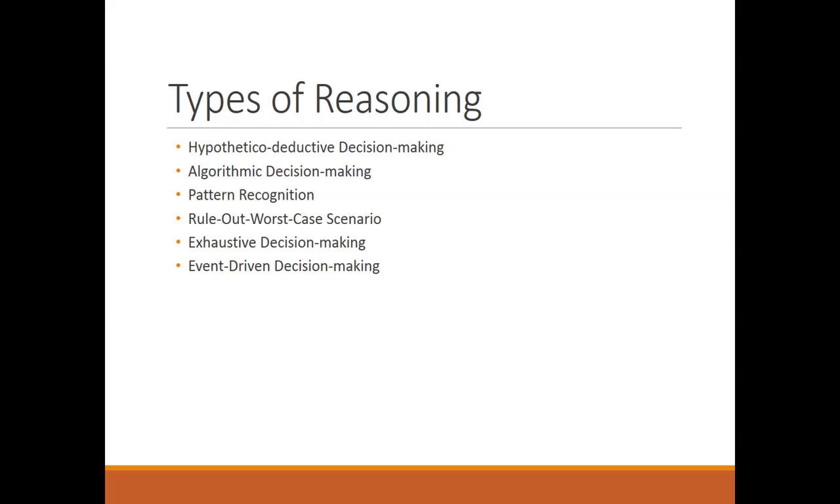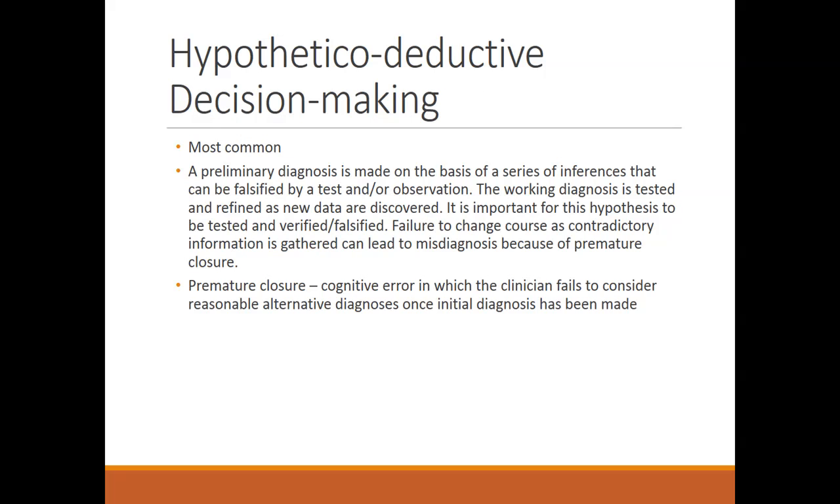And so we've got to think about that when we're making clinical decisions, and these are the ways that we're going to do it. So thinking about what's the difference between each one of these concepts in terms of the types of reasoning. So the hypothetical deductive model is going to be the most common out there, the one that's used the most. And here we're going to be basing our facts on a preliminary diagnosis that is made on the basis of a series of inferences.